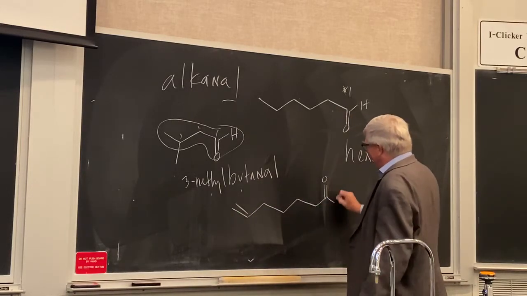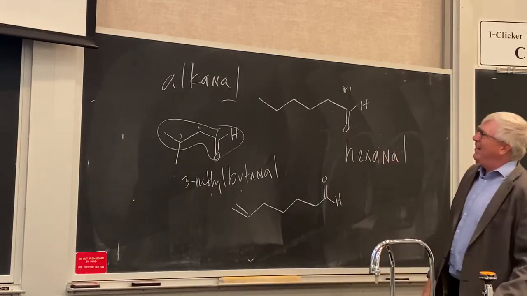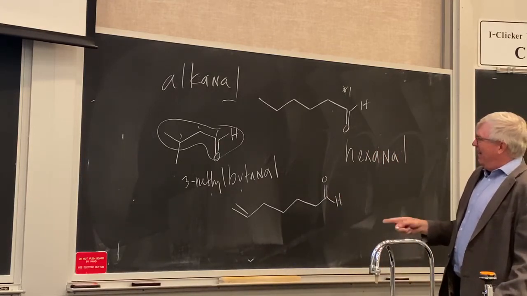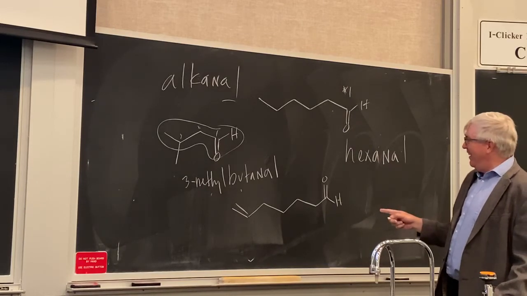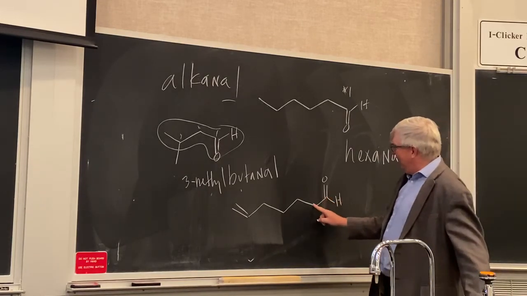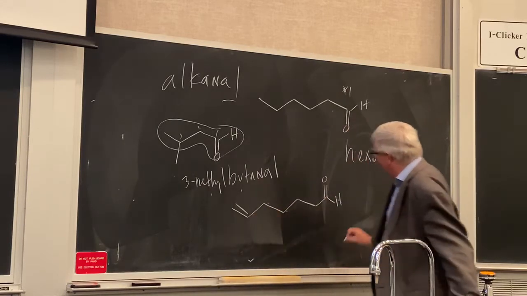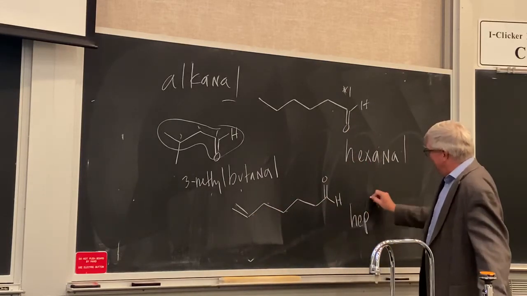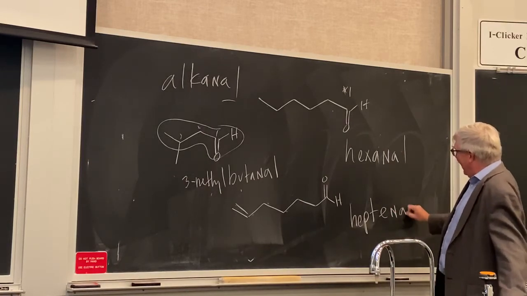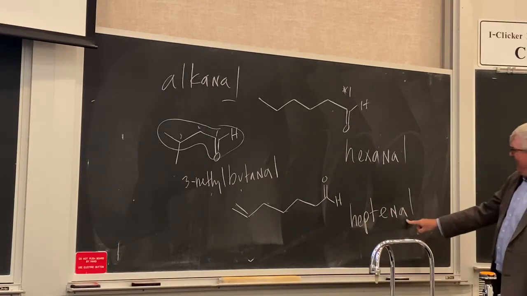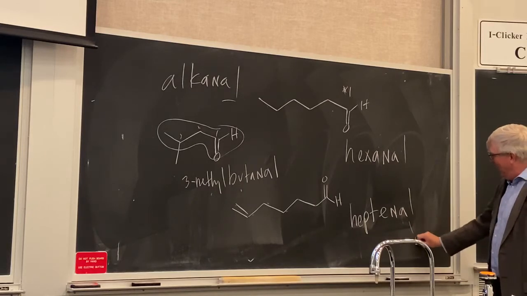We just want to give you enough to understand that. And what if we got an alkene and an aldehyde? Which one gets priority? Yeah, the aldehyde. And we number it 1, 2, 3, 4, 5, 6, 7. So this is heptane, but because we got the alkene, it's heptenal. And the al here means it's number 1, right?